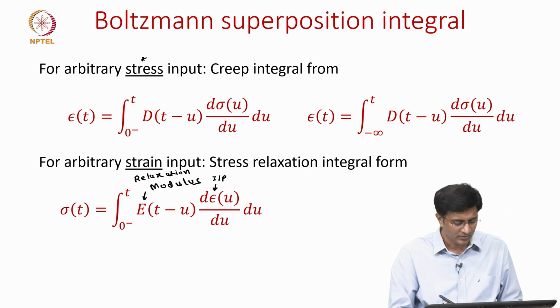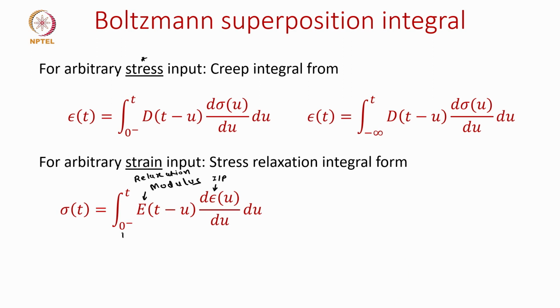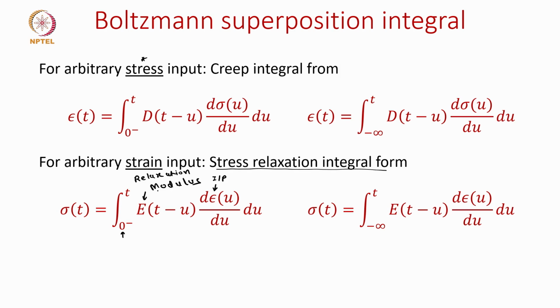Notice here again we are writing in terms of 0 minus, but this can as well be written in terms of minus infinity if there is any history included. So, effectively we have now shown that if you have an input as stress, we use this creep integral form, and if we have an input in terms of strain, we use this stress relaxation integral form, which is written in terms of the relaxation modulus and the input strain.